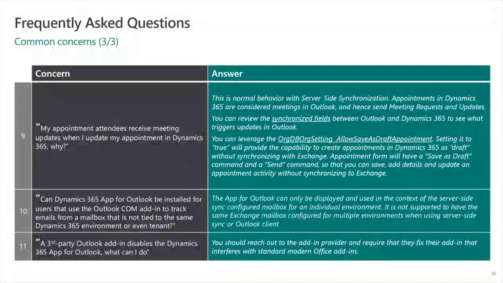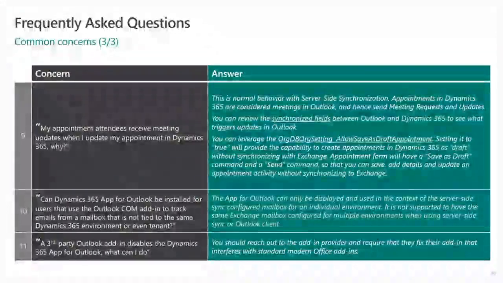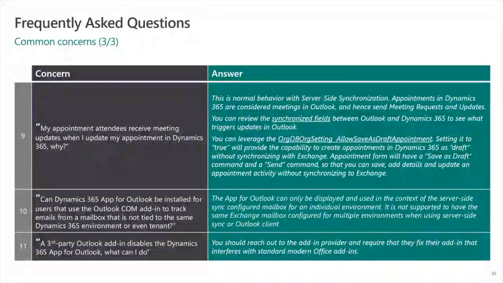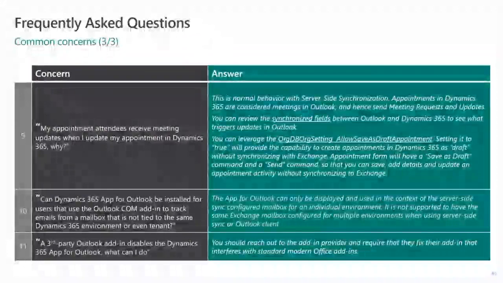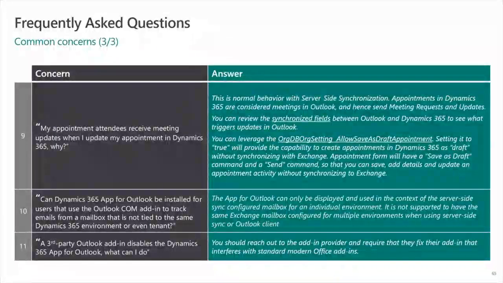Can the Dynamics 365 app for Outlook be installed for users that use the Outlook command to track emails from a mailbox that is not tied to the same Dynamics 365 environment or even tenant? So the answer to that question is no. If you're using a different email account than the one that is set up for server-side synchronization, this won't work. This only works in the context of the delegate access for users that are also set up for server-side synchronization. So this is not a supported configuration.